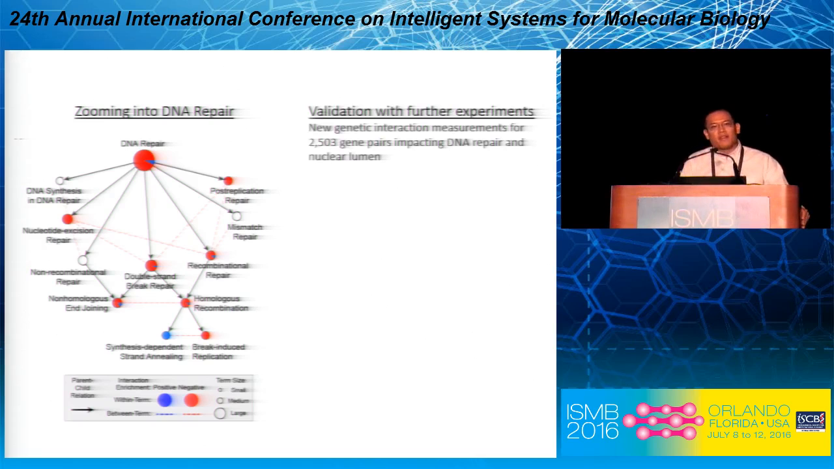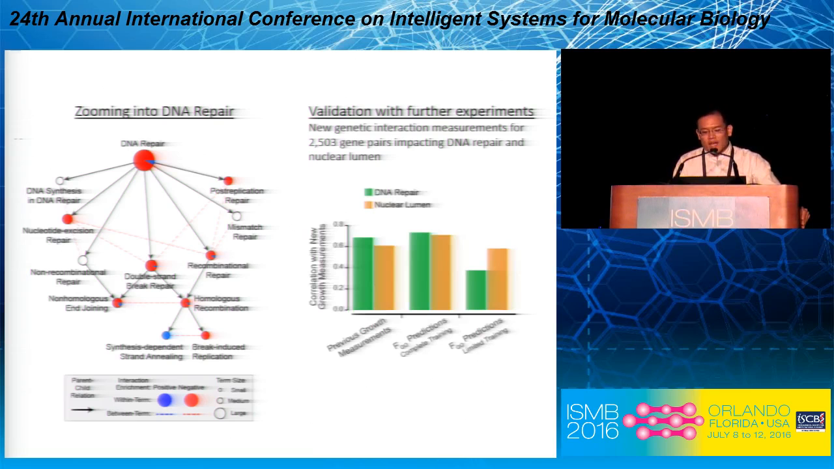We further validated that this model was correct by going into the laboratory and testing new genetic interactions for 2,500 gene pairs for which both genes affected DNA repair or the nuclear lumen. And what we find is that first, there is a nice correspondence. These two bars here represent the correspondence between previous measurements of those gene pairs and our new measurements of those gene pairs. So there's a correlation of around 0.6 between these two data sets.